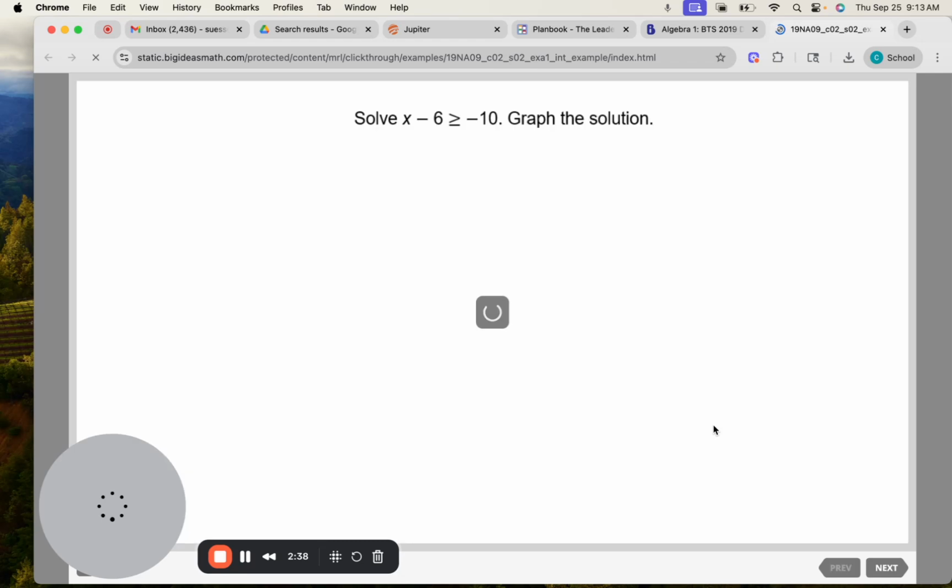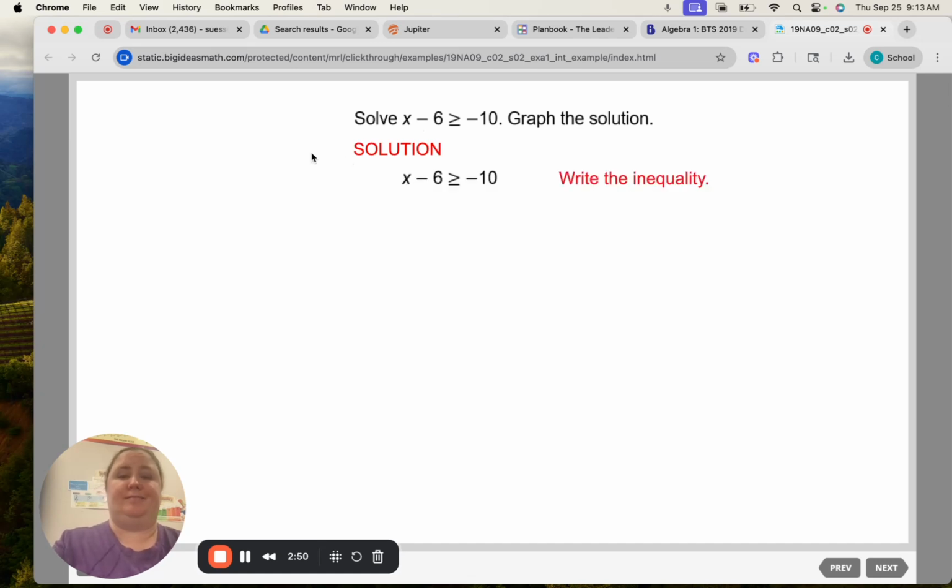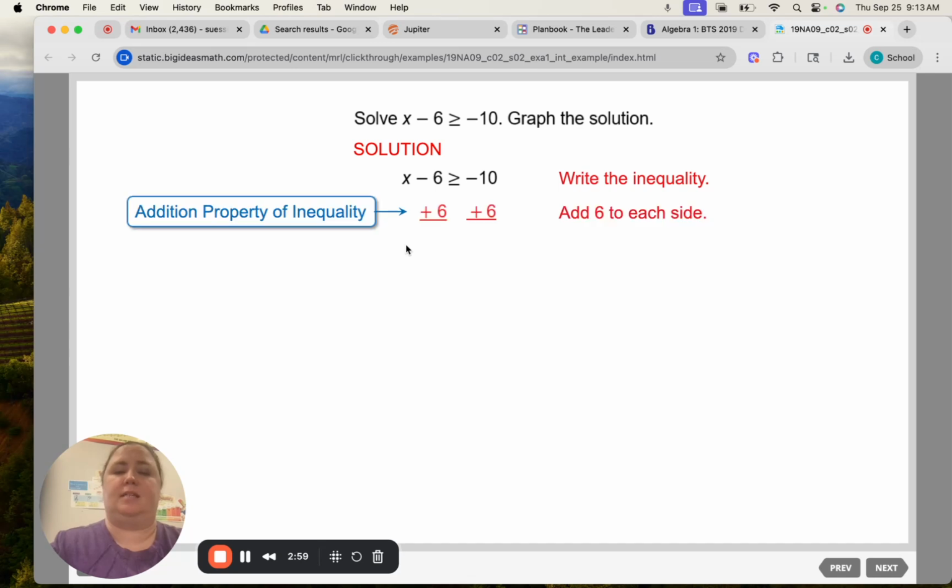All right, so let's look at the example. This is example 1. We're going to solve this first and then graph the solution on a number line. So the first step is to write it down. Now I'm trying to get x by itself, so the first step is to move anything next to the x. So since it's a minus 6, we're going to add 6. Very good. Surprise, surprise, addition property of equality. So what is negative 10 plus 6? Negative 4. So then x is greater than or equal to negative 4.